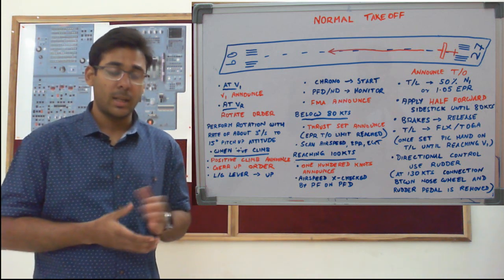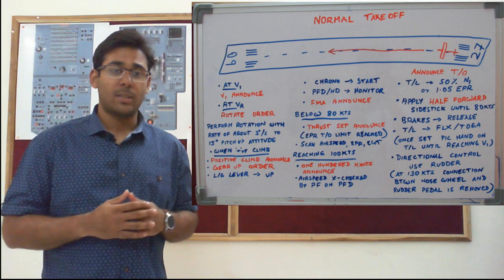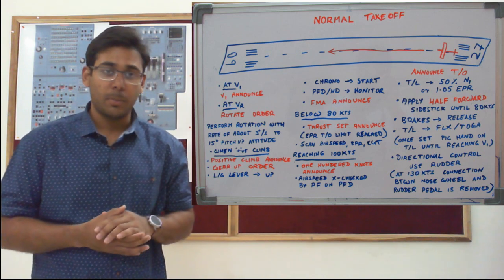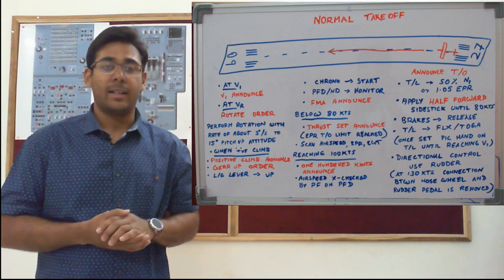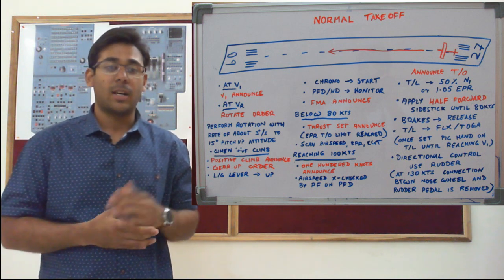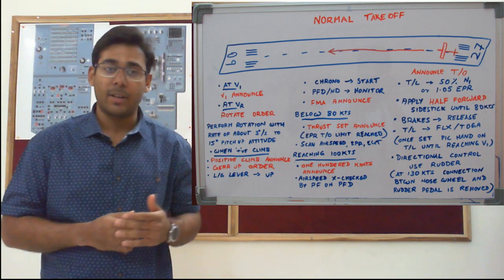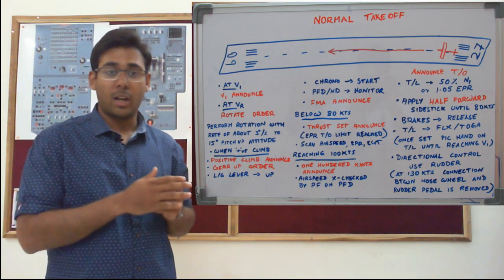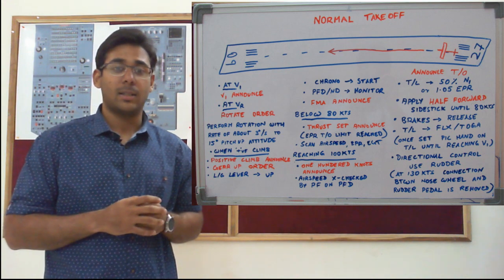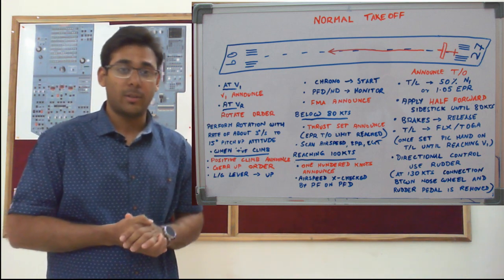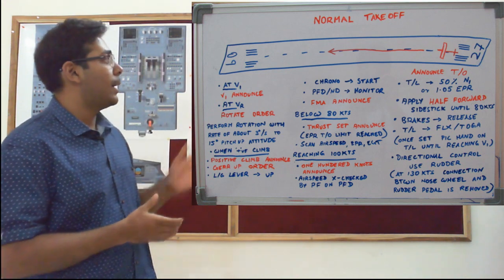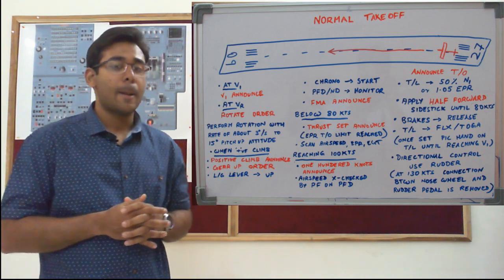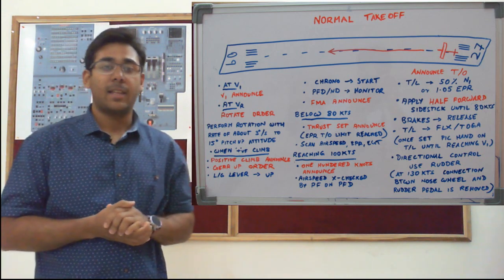until reaching V1. My recommendation is, as soon as you set the thrust, start the chrono, because I have seen a lot of people forget to start the chrono. The importance of starting the chrono is that in case you have an engine failure, you know when the takeoff thrust was set. So it is very important that you start the chrono at the right time, and then you use the rudders to maintain the center line and scan the PFD and the ND.